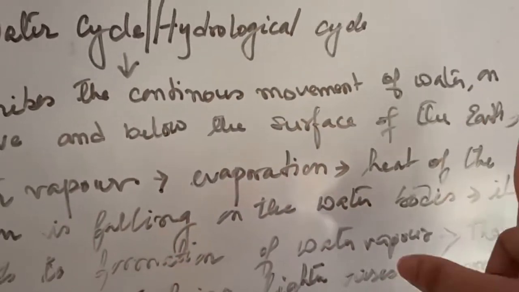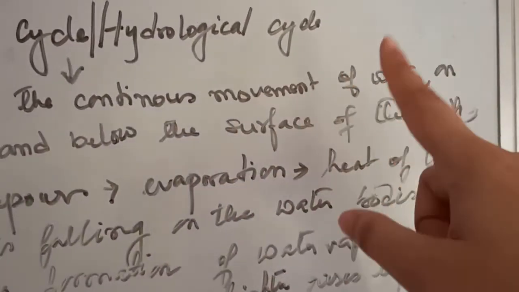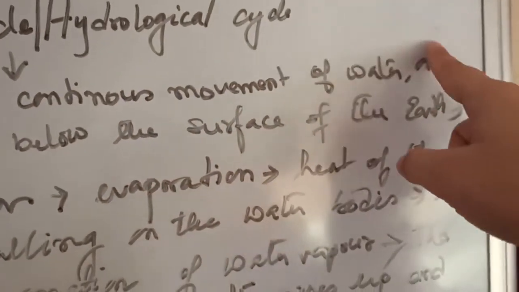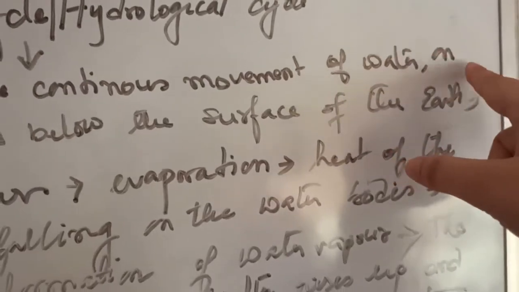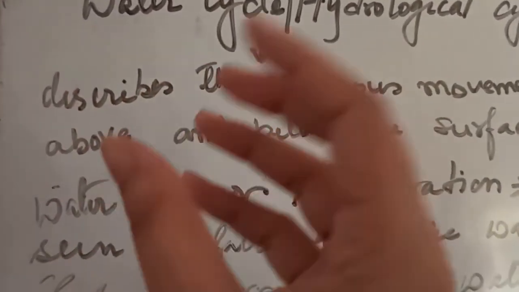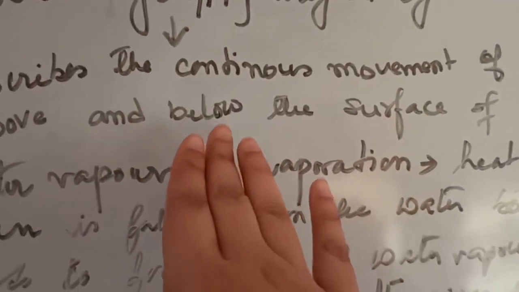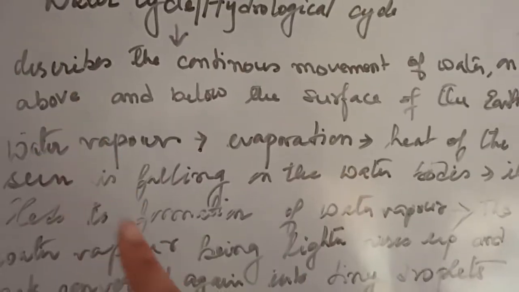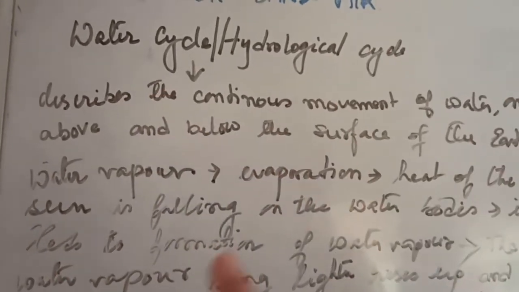Here it is a continuous movement of the water on, above and below. On means the rivers and all the water bodies present on the land surface. Above means the precipitation and condensation forms, and below means the groundwater. So it moves through these three processes and also through the liquid, solid and gaseous states, and we call this the water cycle.